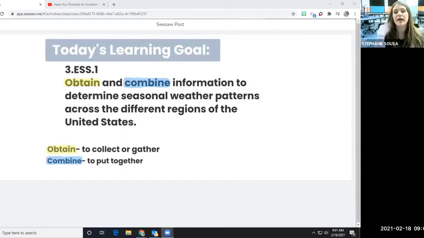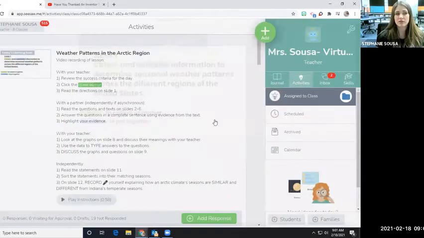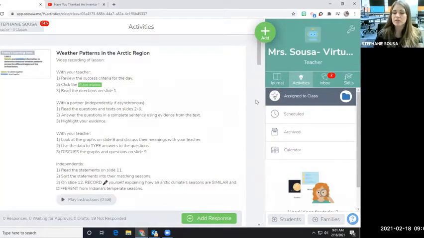We will obtain, which means collect or gather, and combine, which means put together. So we're going to obtain and combine information to determine seasonal weather patterns across the different regions of the United States. And today we're going to focus specifically on the Arctic region, okay? So looking at the Arctic region, this is going to work the same structure as yesterday.